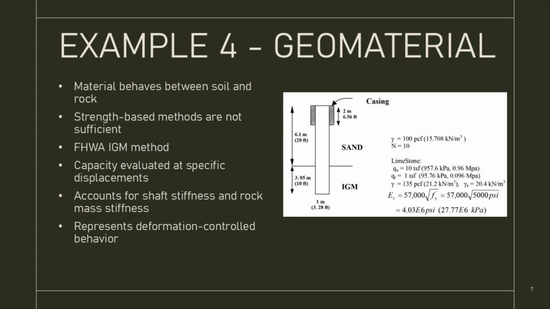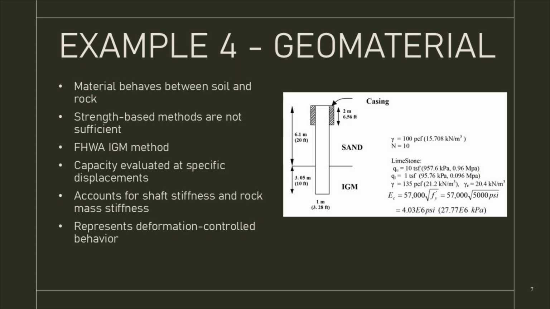The fourth example introduces intermediate geomaterials, which behave somewhere between soil and rock. In these materials, strength-based methods alone are no longer sufficient. Instead, the FHWA O'Neill IGM method is used. This is a deformation-based approach that explicitly considers how load is transferred as the shaft displaces.